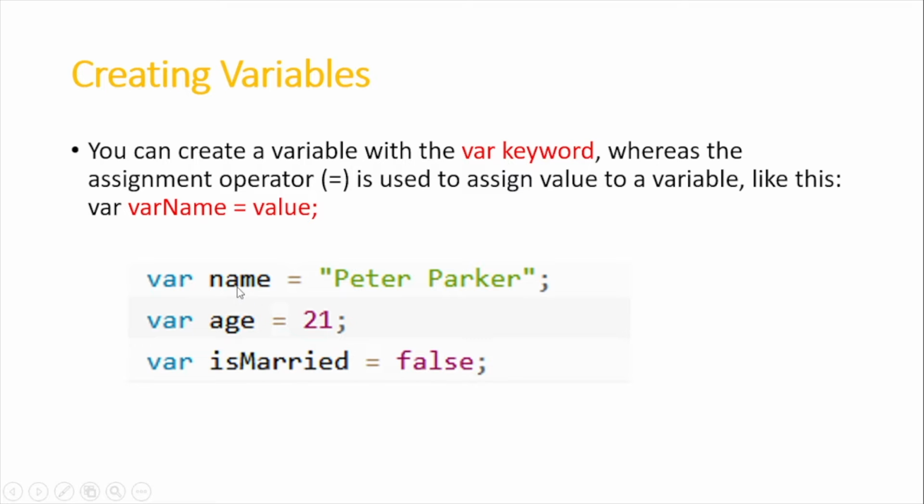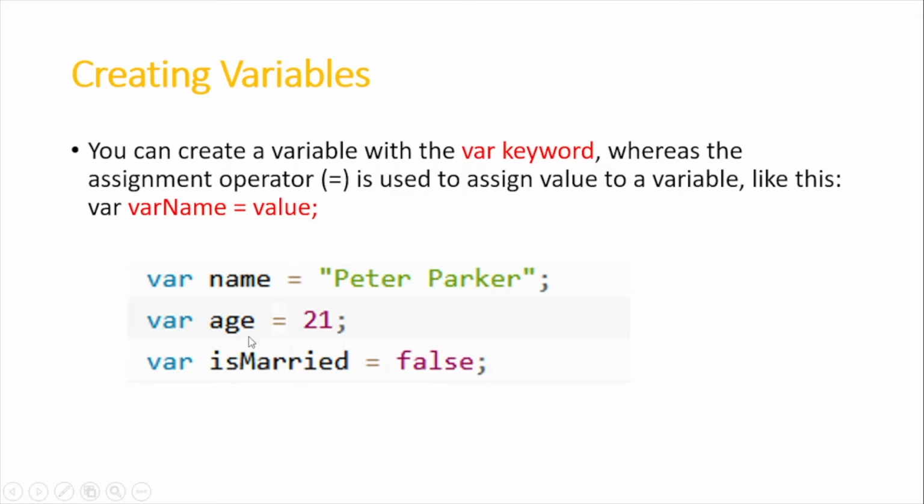And if I use this name variable, then Peter Parker will be written out. And when we use this isMarried variable, then false will be written out. And you can see that I have already explained this statement: when one statement is finished, you have to terminate it with this semicolon symbol.